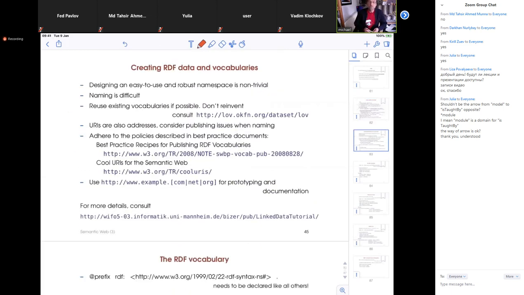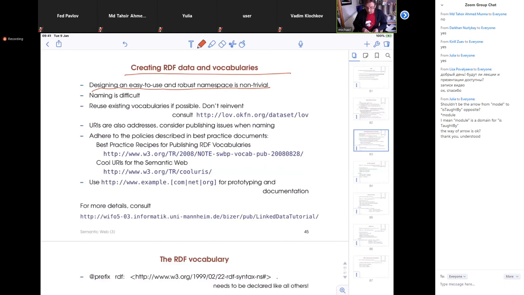Another one: how to create RDF data and vocabularies if you want to do it and publish it on the web. It shouldn't be a big deal. The only real problem is that designing an easy to use and robust namespace is non-trivial. You have to invent good names and good terminologies, good vocabularies.